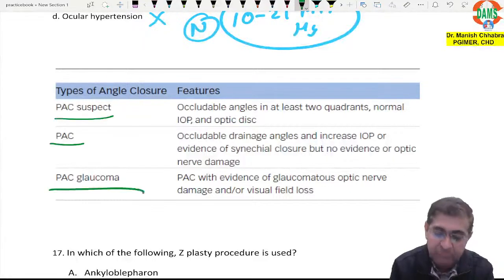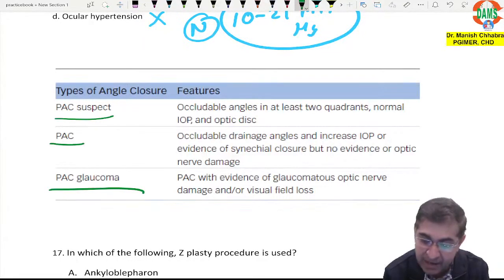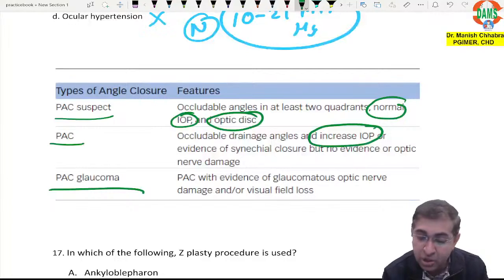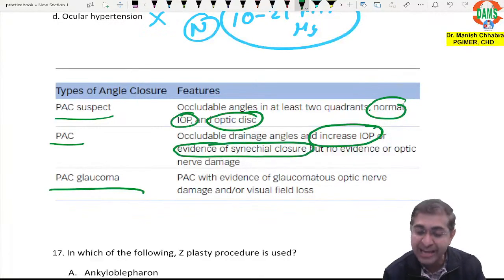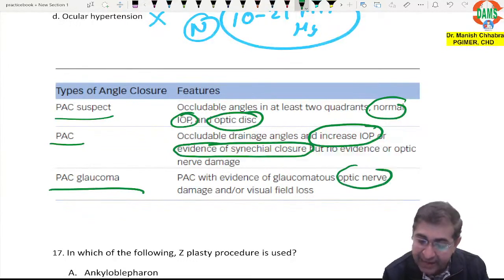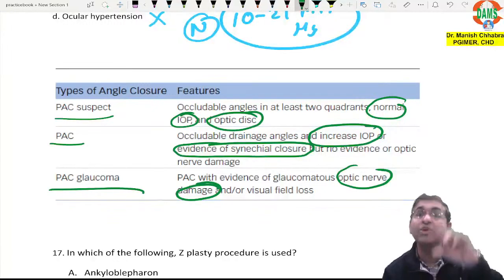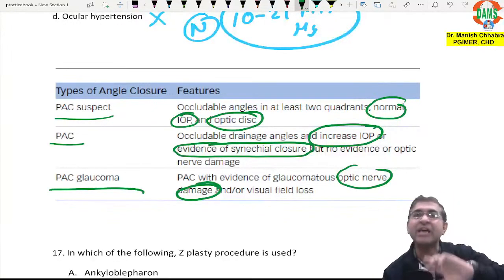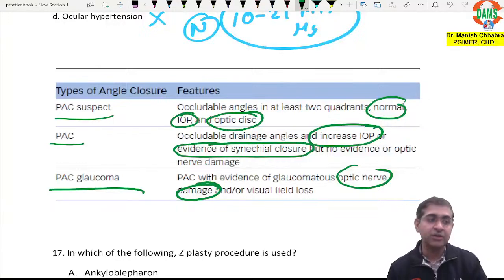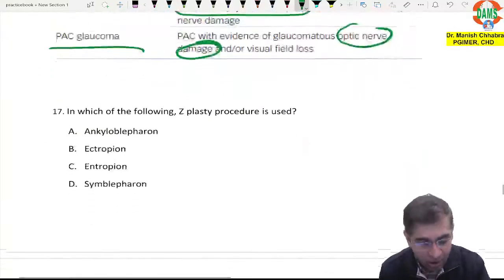So there are three terms: primary angle closure suspect, so normal IOP and normal optic disc, which was the question. But if there is increased IOP or they have specifically mentioned about synechiae, yes, then you may think of primary angle closure. But if there is optic nerve head damage, means raised CD ratio, nasalization, bayoneting sign, laminar dot sign, then you will think of primary angle closure glaucoma. All right.